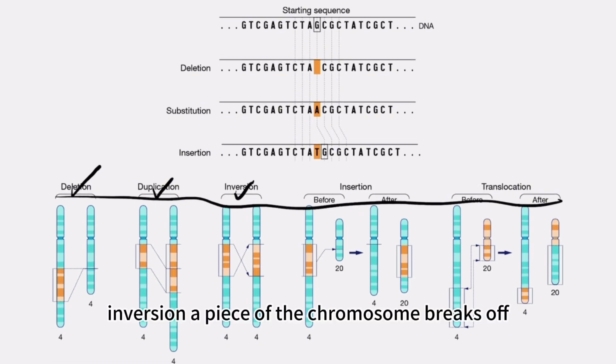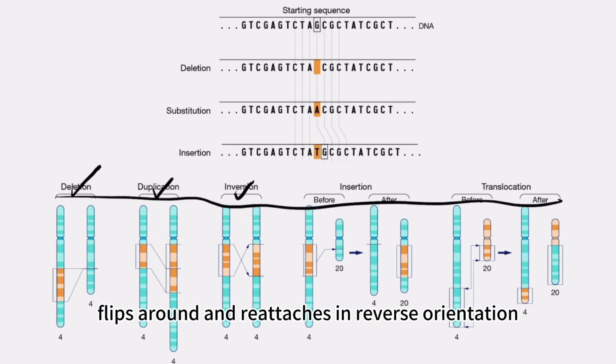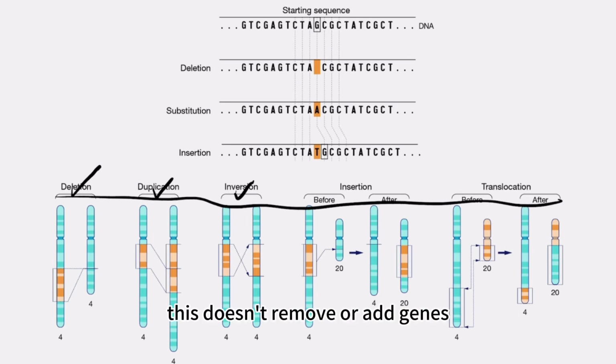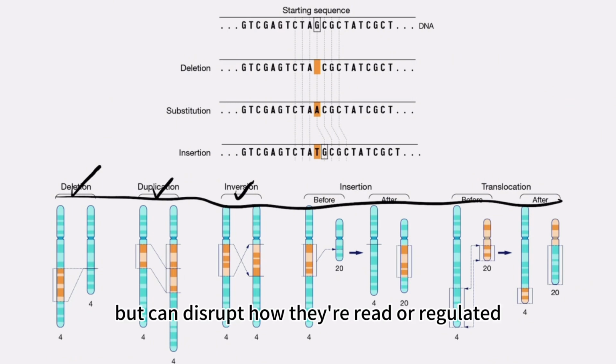Inversion. A piece of the chromosome breaks off, flips around, and reattaches in reverse orientation. This doesn't remove or add genes, but can disrupt how they're read or regulated.